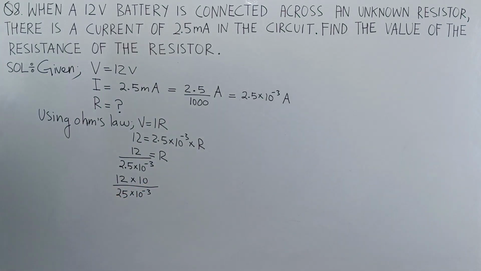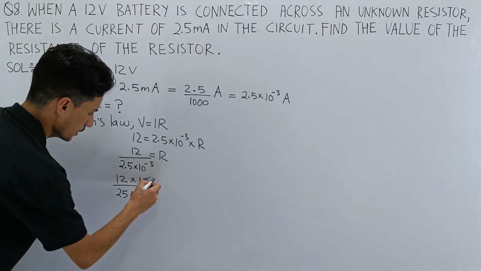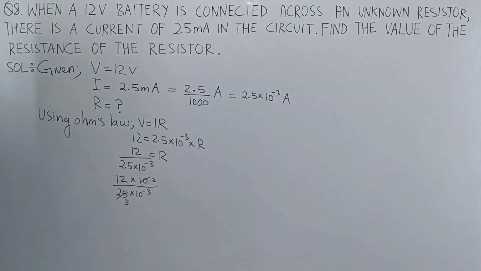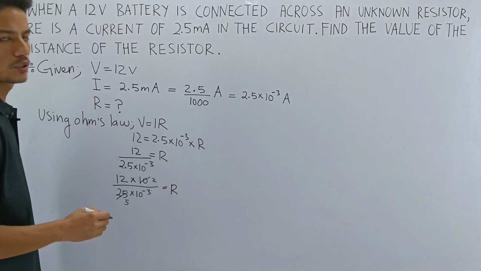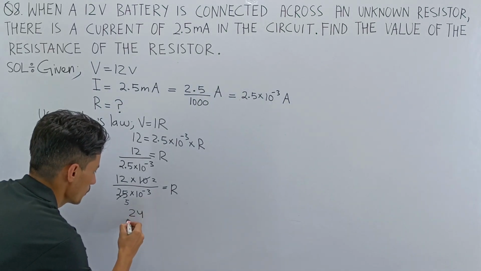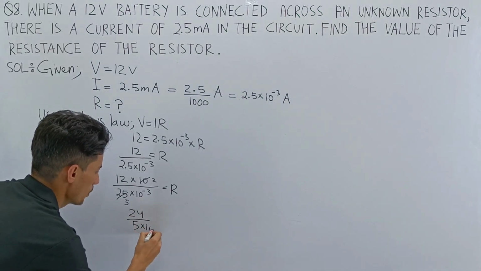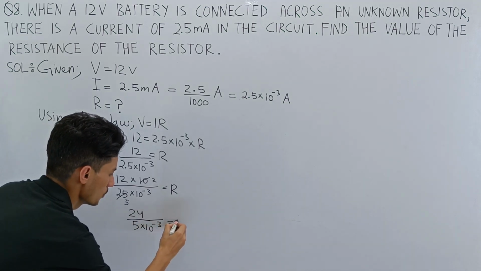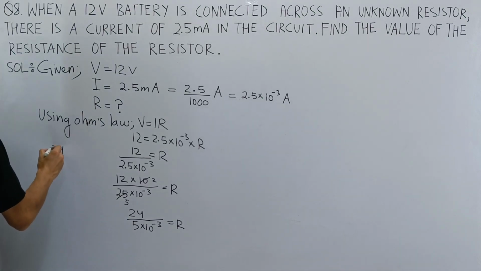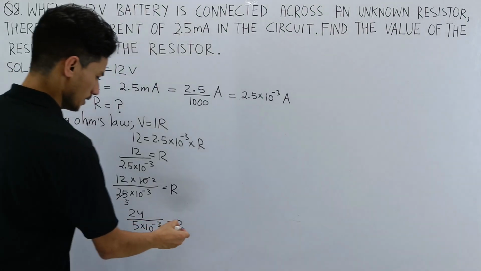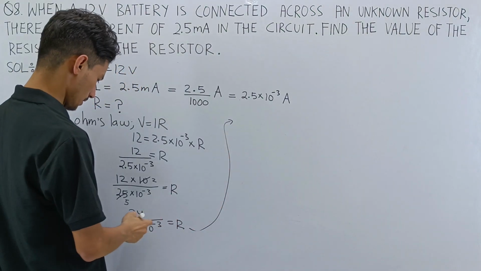All right, now what we will do, we'll cut. So 5 2s are 10, 5 5s are 25. So what you're getting is 12 into 2. 12 into 2 is 24. So you'll get 24, and then you're getting 5 into 10 to the power minus 3 is equal to R. So we divide 24 by 5. 5 4s are 20, 4 in hand, point. 5 8s are 40. So what do you get? Let's write it here. So you're getting 4.8.